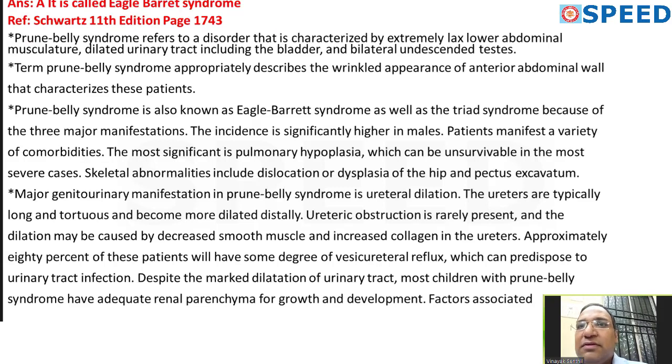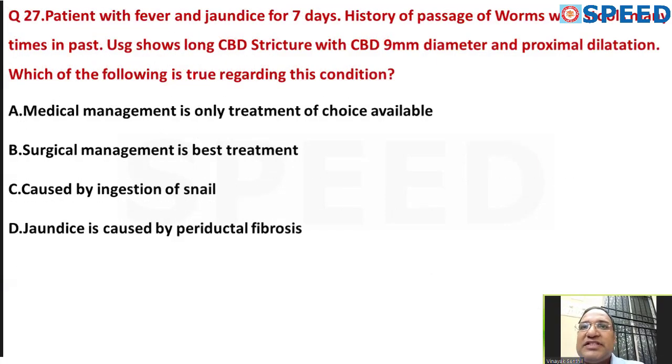Prune belly syndrome refers to a disorder. It's given on page number 1743 in Schwartz. It refers to a disorder that is characterized by extremely lax lower abdominal musculature, dilated urinary tract including bladder, and bilateral undescended testis. True prune belly syndrome appropriately describes the wrinkled appearance of the anterior abdominal wall seen in these patients. Prune belly syndrome is also known as Eagle-Barrett syndrome as well as triad syndrome because of the three major manifestations.